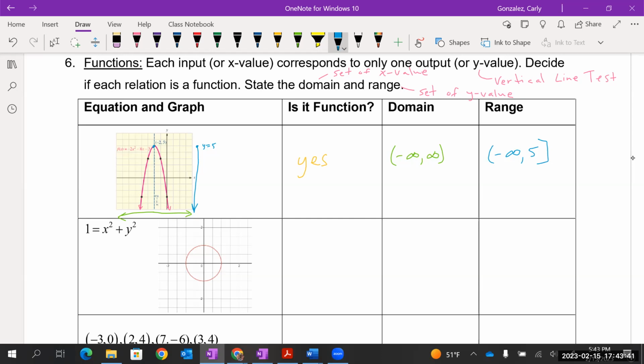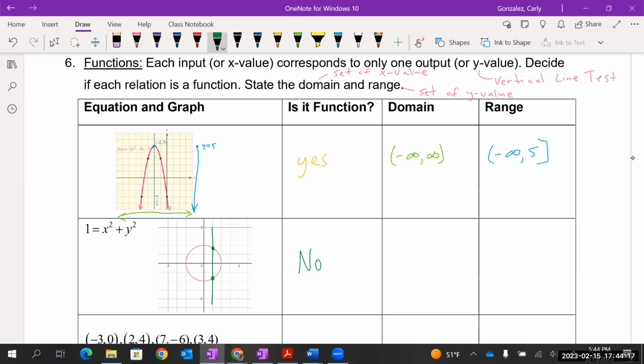Next, moving on, we now have 1 equals x squared plus y squared. And we see the graph is a circle. And here, when we test if it is a function, we can use the vertical line test. And we see right away, we fail the vertical line test because we found at least one vertical line that passed through our graph more than once. So this is not a function.